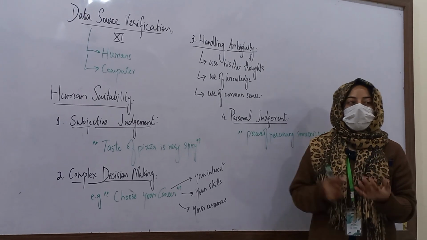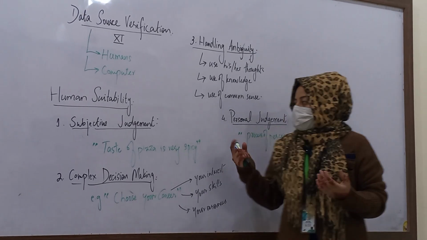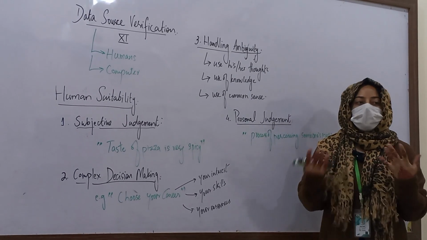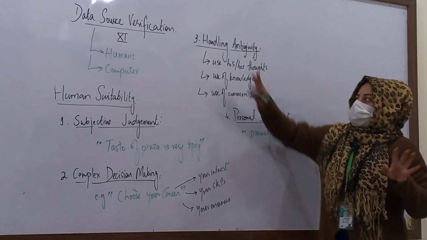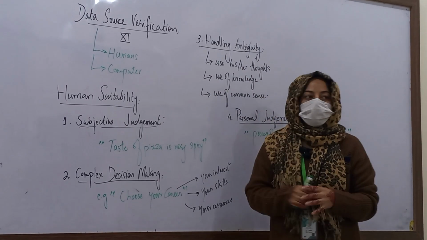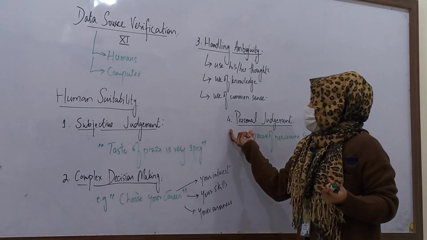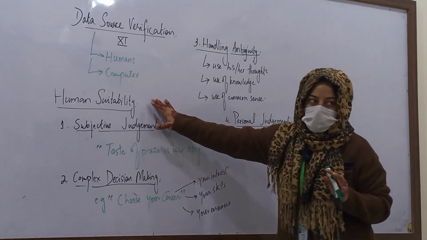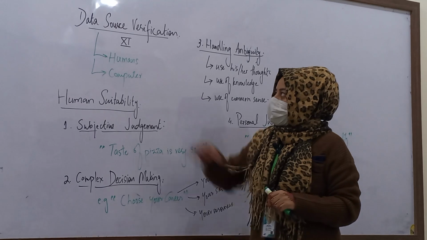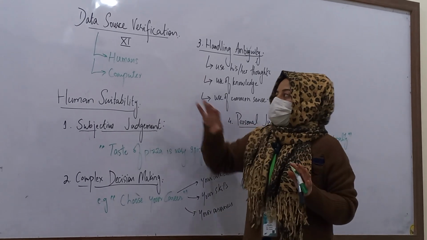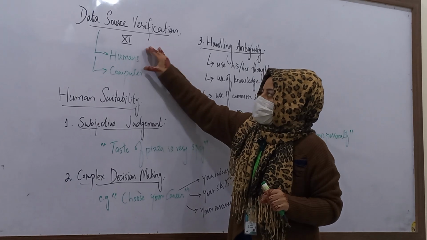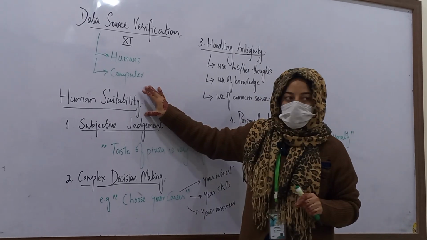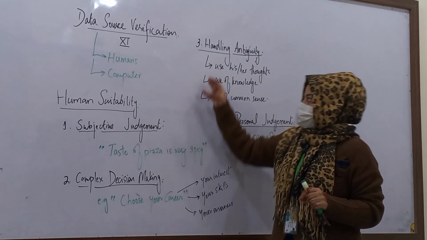Responsibility of something, your own responsibilities about anything, something that you own, that is also one of your personal judgments. Your likes and dislikes, your hobbies, right? Your interest, your personal gains. This is all your personal judgment, in which a machine is not playing any role and a machine cannot play any role. Only humans are suitable for these types of processes. So this was about the first aspect of data source verification, in which we have learned that humans are more suitable for these kinds of tasks.